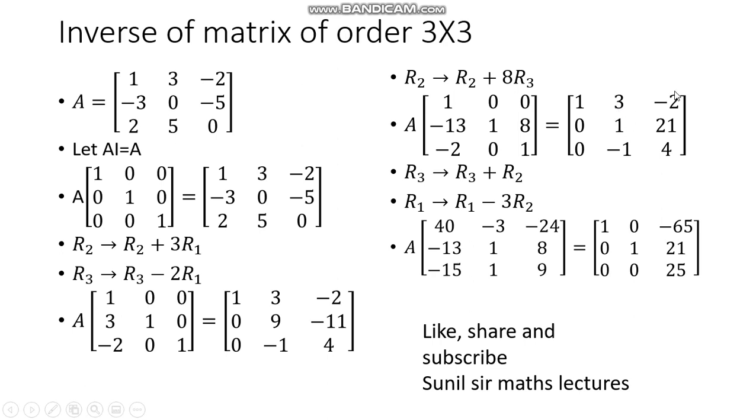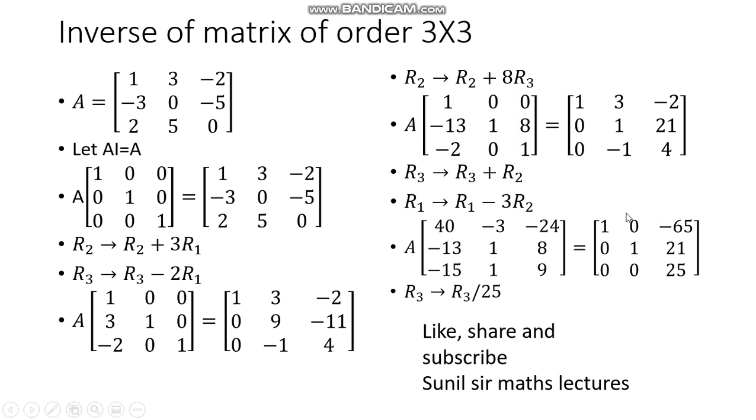In the process, what happened? Minus 2 minus 63, that is minus 65. The second row is unchanged, on the left side and right side. And the left side also has a change. If you go through R1 minus 3R2, it means 1 plus 39, that is 40. 0 minus 3 and 0 minus 24. The same way row 3 changes. You can do the rough work.